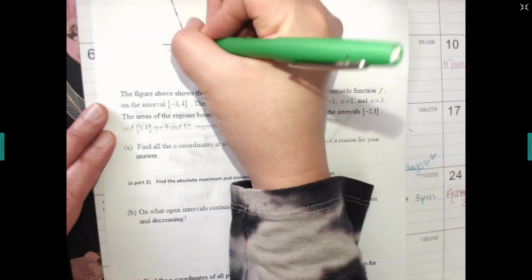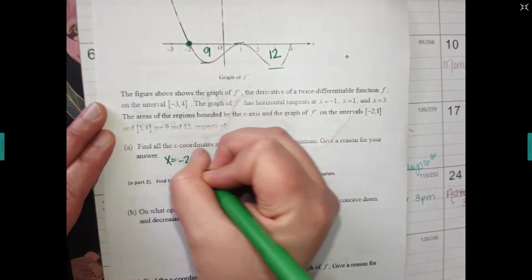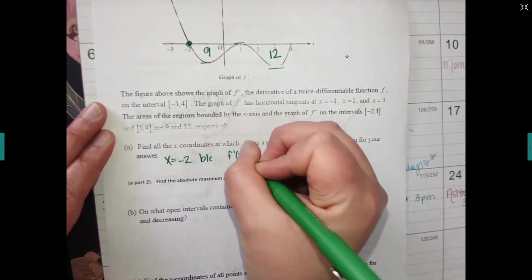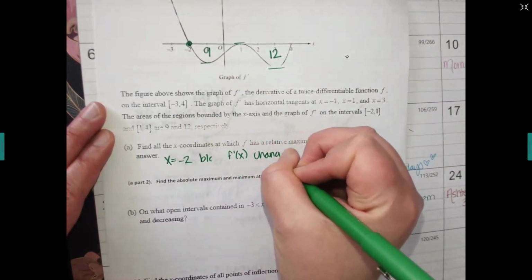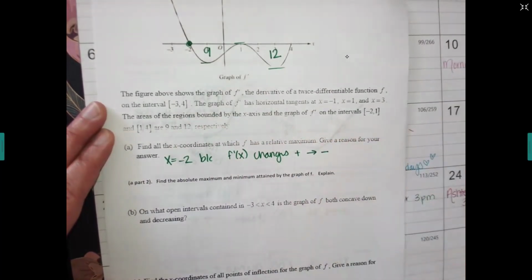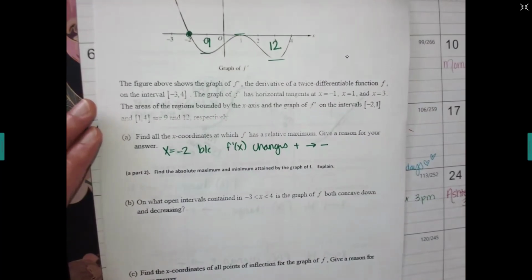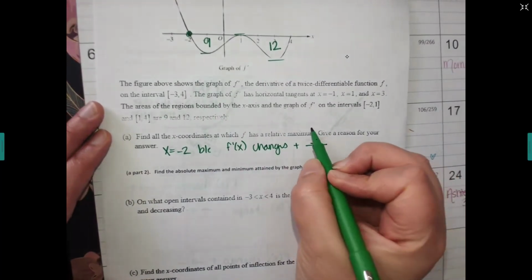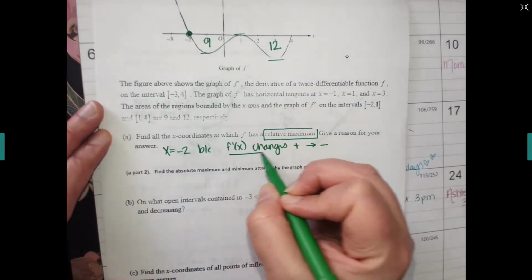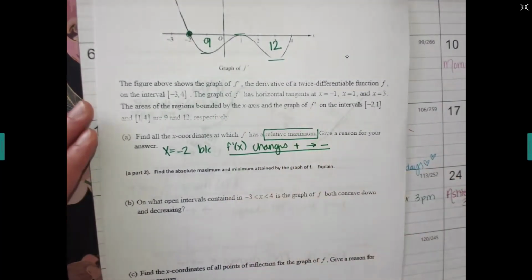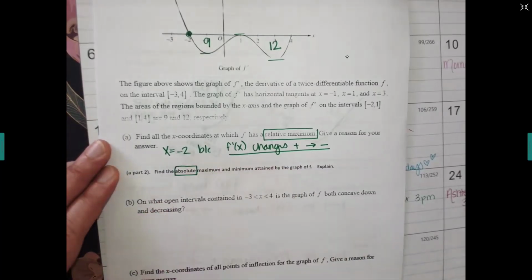-2. So we would put x equals -2 because f prime of x changes from plus to minus. Okay, then the second part of this says find the absolute maximum and minimum. So remember, for a relative, all that you need is it to pass through the x-axis the correct way. But remember, you can have multiple relative maxes, you can have multiple relative mins, but once you get to absolute, there should only be one.